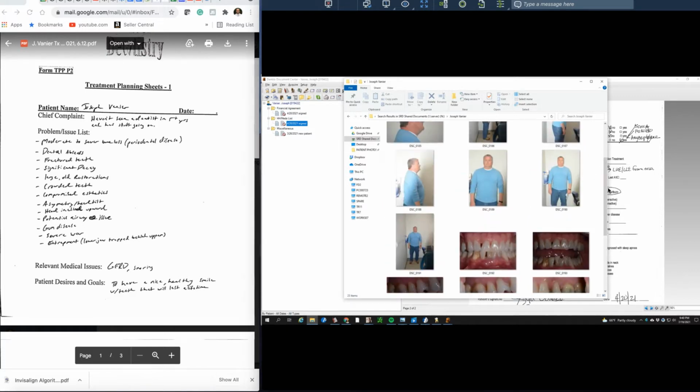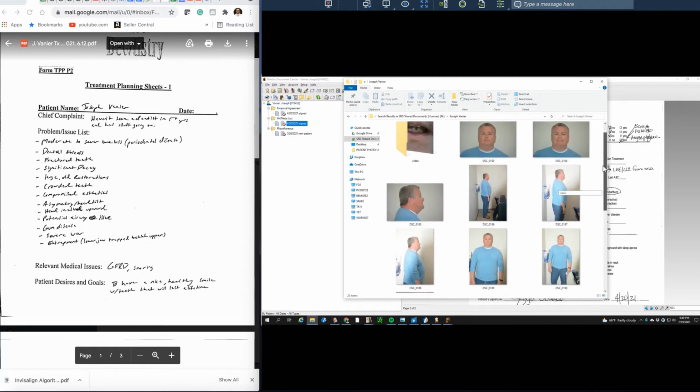So what I did, I pulled up most of the data that we collected, or that you collected. I'll start with the photos, and I put your treatment analysis and your workup on the left side. So we'll work off both of these.